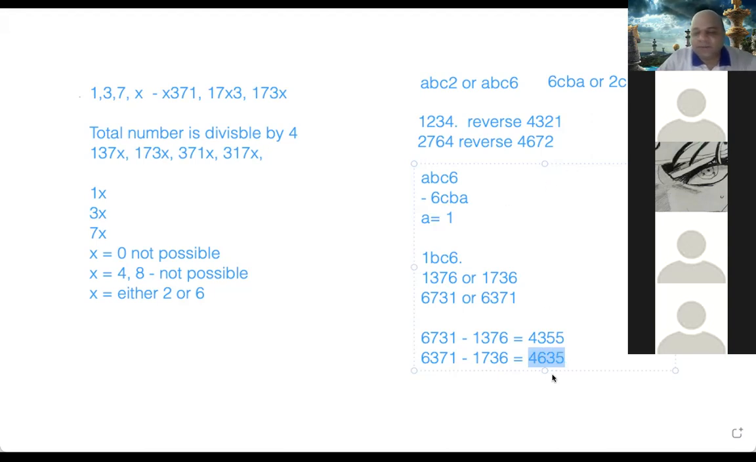And they have shown this number to be the difference between the car number and its reverse, right? So 4635, we got it. So we can conclude that the car number of that professor is 1736. The three digits are 1, 7, and 3. The last digit is 6, so that it is divisible by 4. And when you take the reverse of this number and subtract it, the difference is 4635. So this is how we can solve this number. It's a series of logical things you apply.